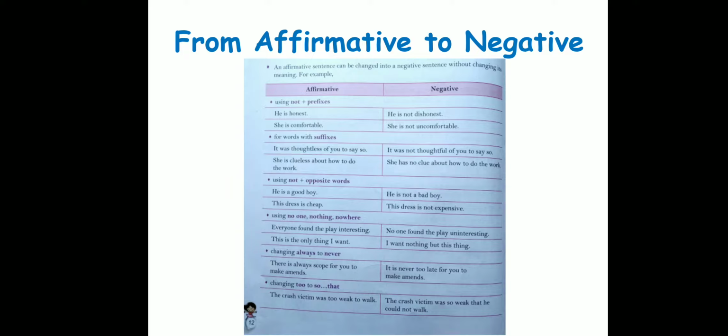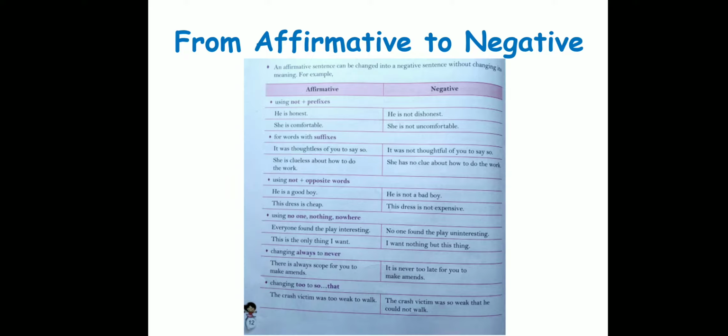Next one. Changing always to never. Always becomes never. Let's see how we will do this. There is always scope for you to make amends. That means there is always a chance that you can make the correction. You can do something right.